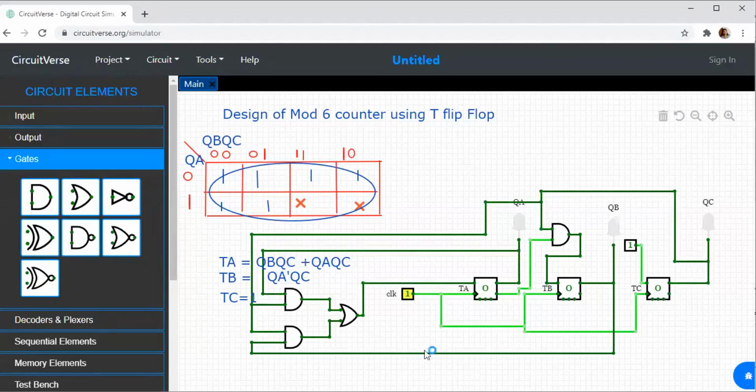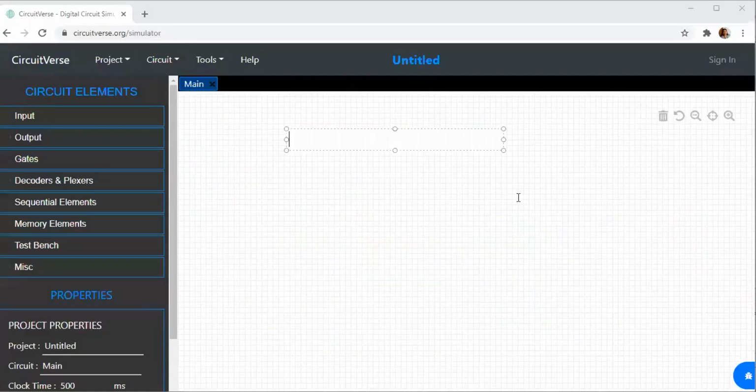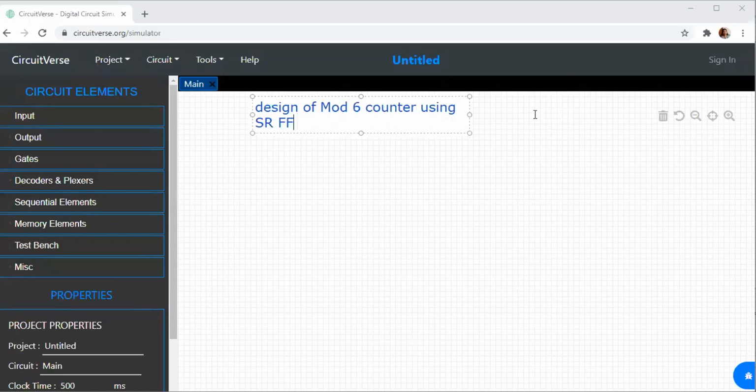The next one, I'll take a similar example using SR flip-flop. So design of mod 6 counter using SR flip-flop. We have already done design of mod counters using JK, D, T, and now we are doing SR flip-flop. So now again, first let us see the excitation table for SR so that it is easier for us.